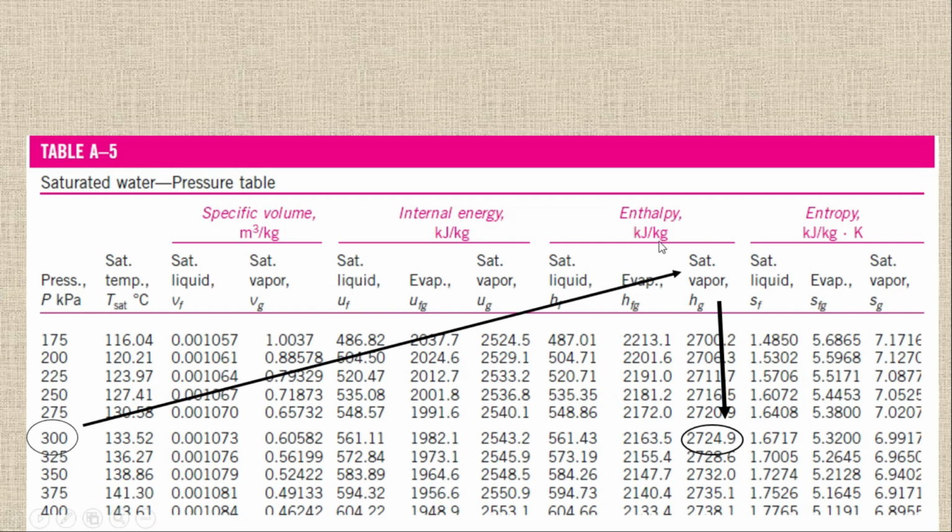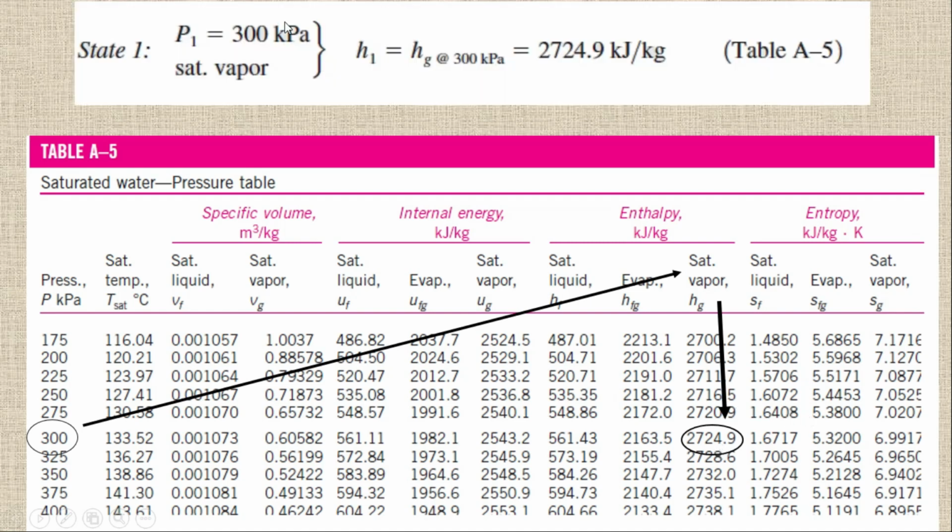You can see here on the top we have the unit of kilojoule per kg. So for 300 kilopascal with saturated vapor, you will get a value of 2724.9 kilojoule per kg. So this is your H1. P1 is 300 kilopascal with saturated vapor, so H1 is simply Hg at 300 kilopascal, and you will get this value. Again, I'm using table A5. This is A5, the saturated water pressure table.